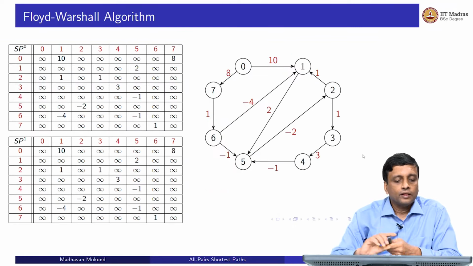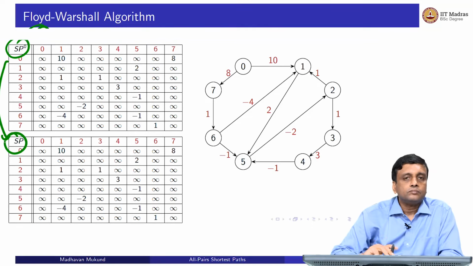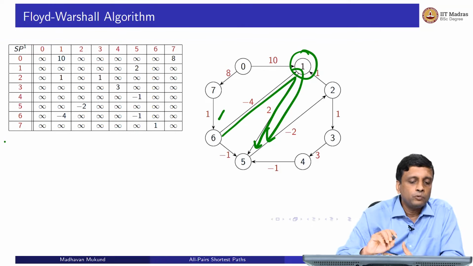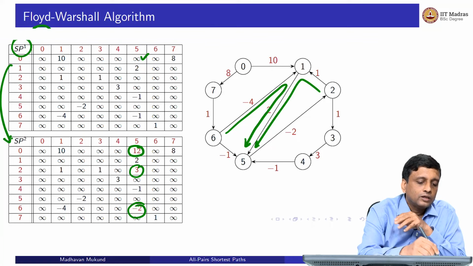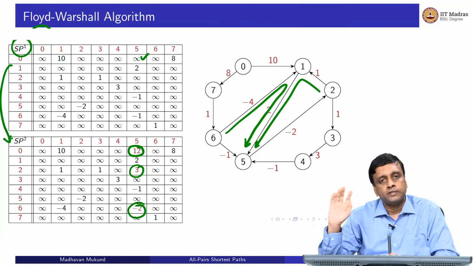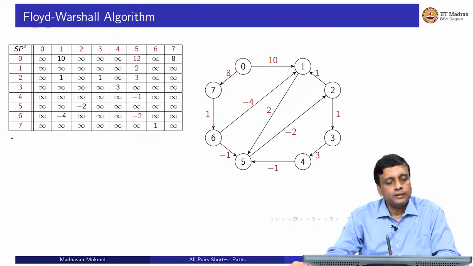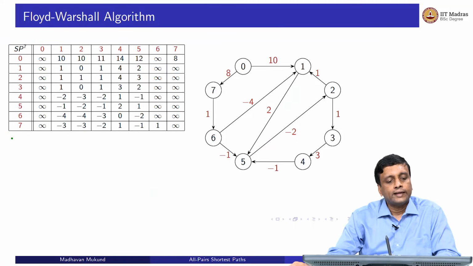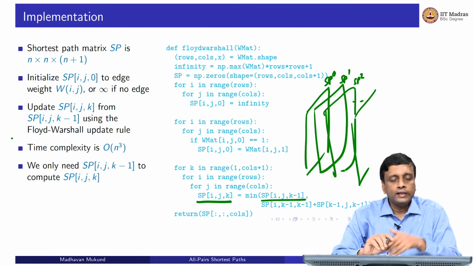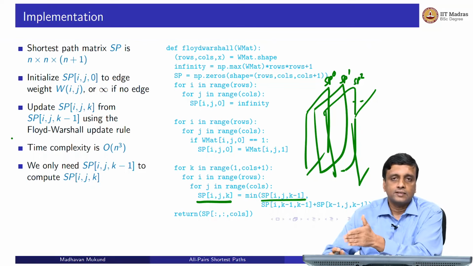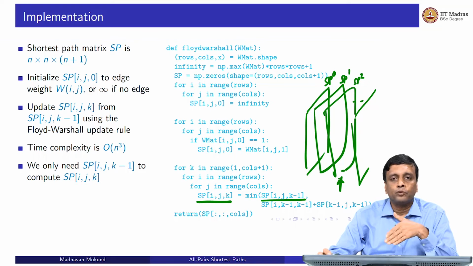We said if I know SP0, then I can get SP1. If I know SP1, then I can get SP2. In order to get SP2, I don't need to know SP0 anymore, I can throw it away. SP0 is done. Similarly, from SP2 I can get SP3, and so on. So what we are really saying is that I only need the previous slice in order to compute the current slice.